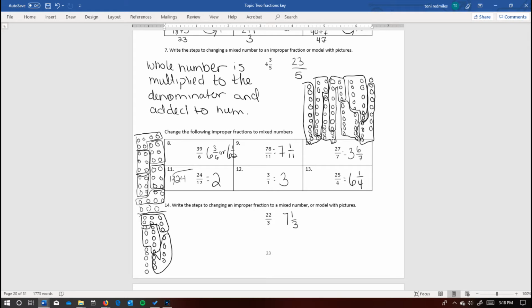12 goes into 24 2 times. Now look at this one. This one's kind of a neat one. When I do it, there is no remainder. So it's just a whole number of 2. Okay, this one's just 2. 12 goes in it evenly 2 times.